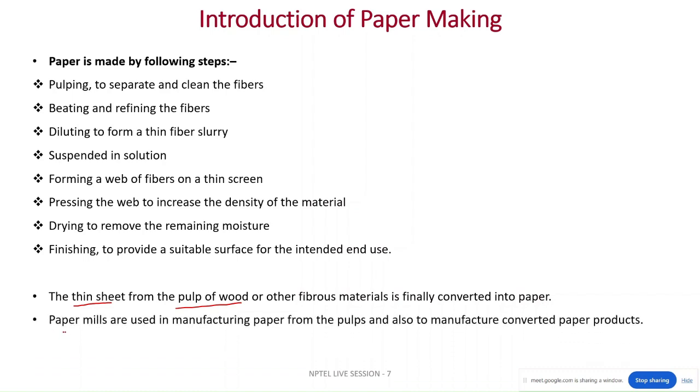So we use the paper mill, a special mill that has all kinds of operations for making paper. It is used in manufacturing paper from the pulp and also manufacturing converted paper products. So from the virgin pulp, using the paper mills, we produce paper and also the converted paper products.